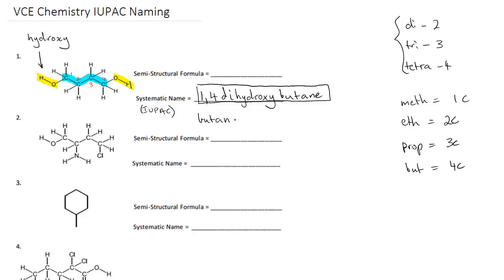Butane. Because it has an OH, it's referred to as butanol. But since there are two functional groups located here and here, what we can do is convert at this point, between the N and the O, and replace butane with butane-1,4-ol.